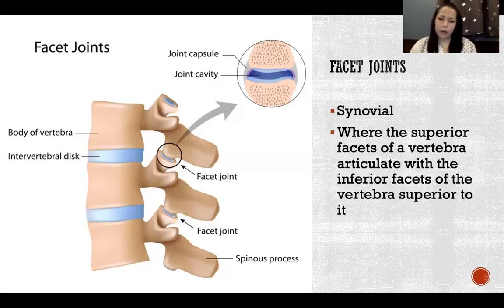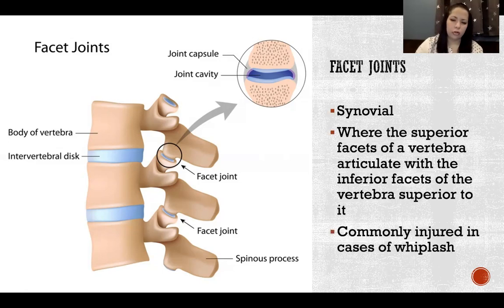So it's where the superior facets of a vertebra articulate with the inferior facets of the vertebra superior to it. These are the joints that are most often injured in cases of whiplash, especially where the pain and dysfunction following whiplash continues for a while. Often that's the facet joints that have been injured and are still having a problem later on. So we'll talk about that in the next lecture.